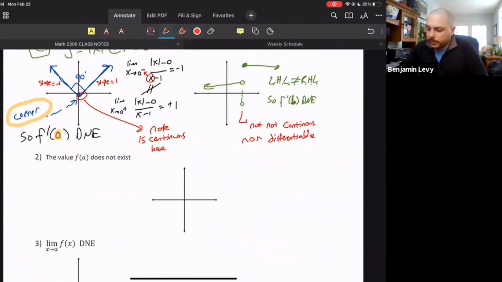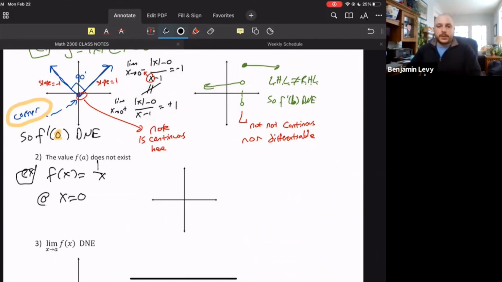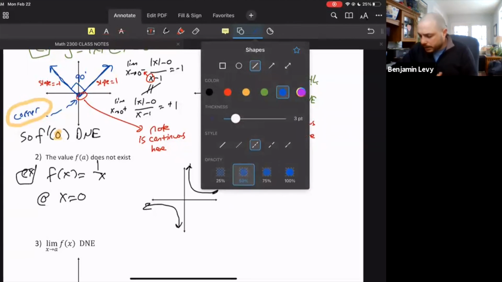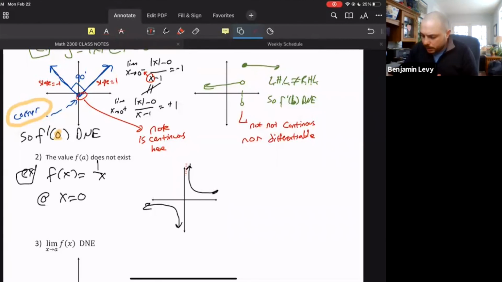For example, 1 over x at x equals 0. We've looked at this one a bunch of times, right? 1 over x does this. And the reason it does this funky thing on either side of 0 is because there's that vertical asymptote. And there's a vertical asymptote because you can't divide by 0. Right? Everyone knows this, I think.